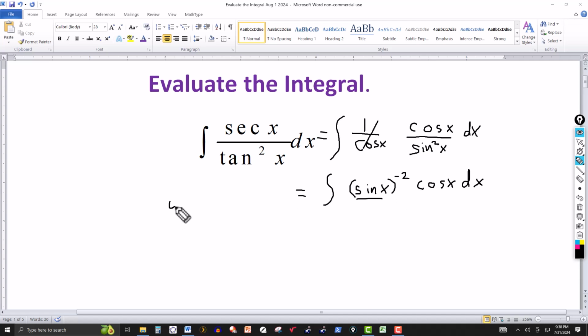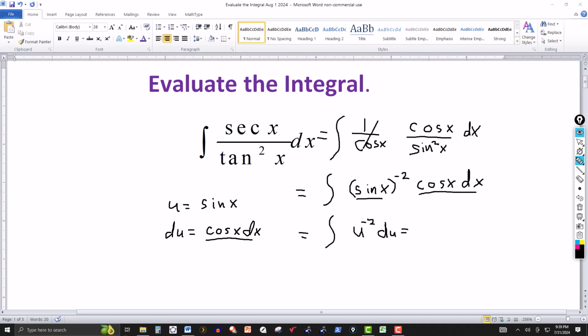I'll simply let u equal sine of x. So du would equal the derivative of sine of x, which is cosine of x, and then I have the dx here. So let's rewrite this then in terms of a u integral. You've got the integral of sine of x to the -2, but sine of x is your u. So this would just be u to the -2. And the cosine of x dx here, that's your du.